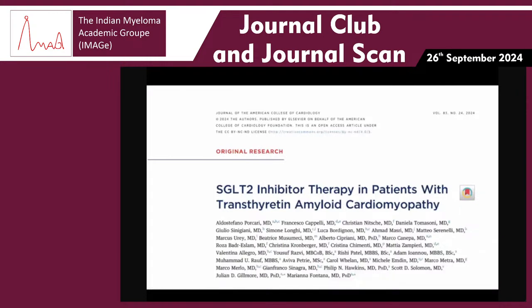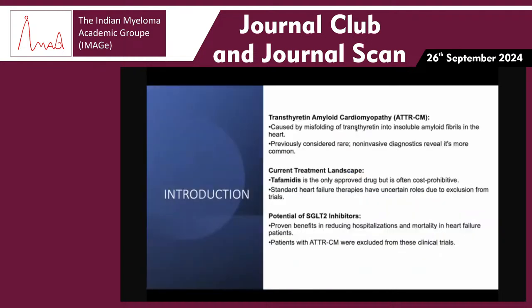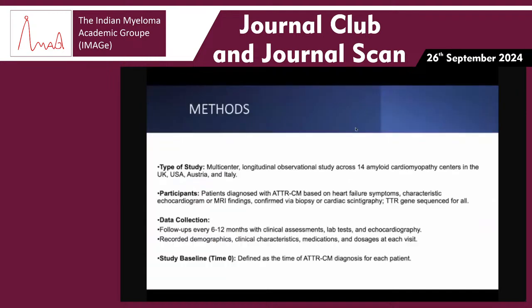Good evening, everyone. I'm Dr. Valish Shenoy, Senior Resident in the Department of Medical Oncology, Tata Memorial Hospital, Mumbai. Thank you for giving me this opportunity to present this journal scan on SGLT2 inhibitor therapy in patients with transthyretin amyloid cardiomyopathy. Transthyretin amyloid cardiomyopathy is caused by misfolding of transthyretin proteins into insoluble amyloid fibrils in the heart. Tafamidis is the only approved drug, but it is usually cost prohibitive. SGLT2 inhibitors have proven benefits in reducing hospitalization and mortality in heart failure patients, but these patients were usually excluded from the clinical trials.